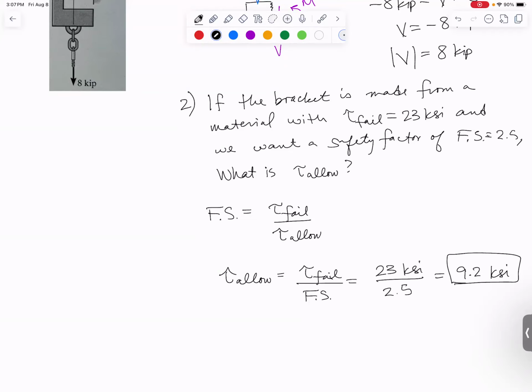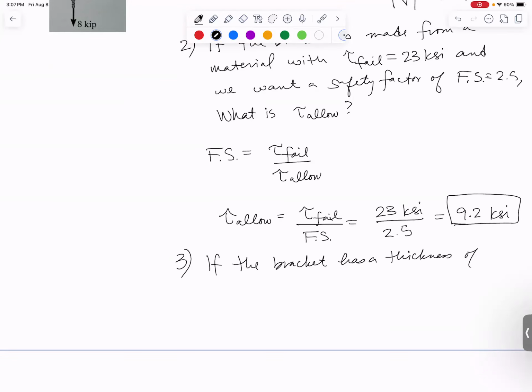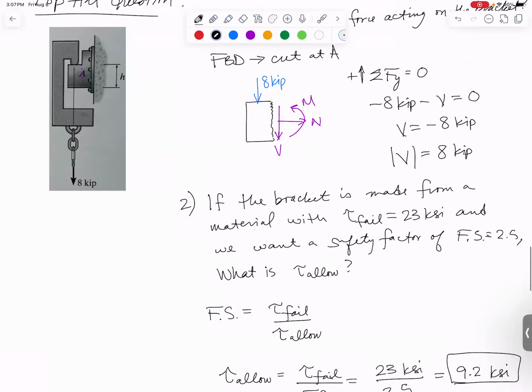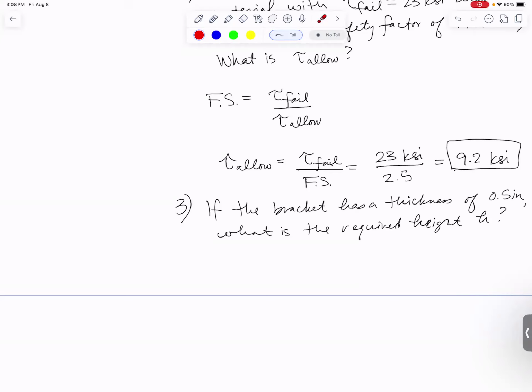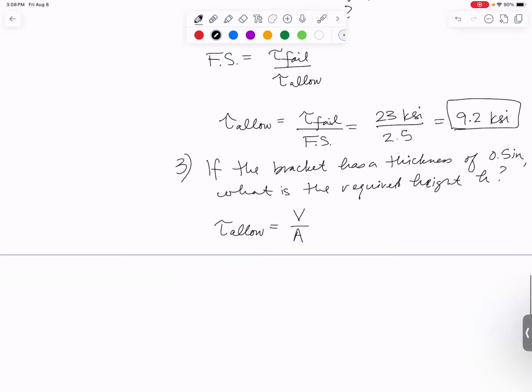Third question, if the bracket has a thickness of 1/2 inch into the page, what is the required height H? So if into the page it is a 1/2 inch, how tall does it need to be in order to satisfy the design criteria? We now know tau allow, if that's our average shear stress, equals V over A. We know tau allow, we also know V. We calculated that before, so let's plug in what we know. I've got 9.2 ksi on the left. V is 8 kips, and then my area will be my width into the page, 0.5 inches, times H.